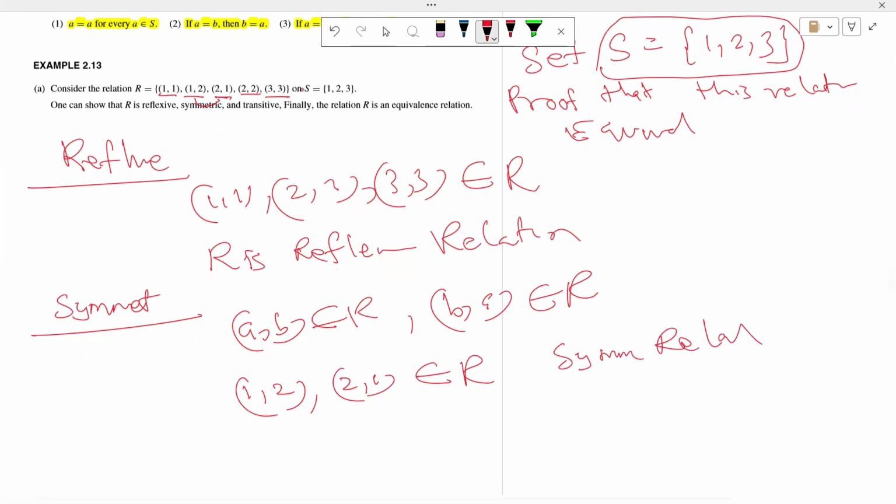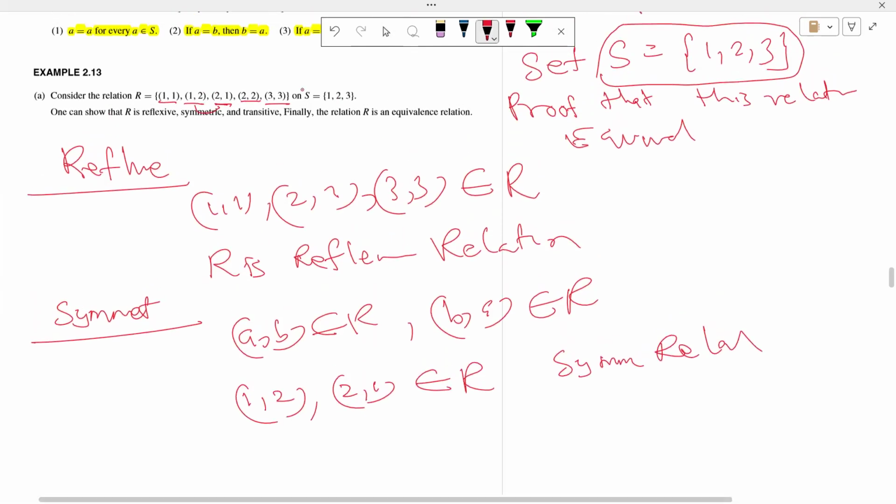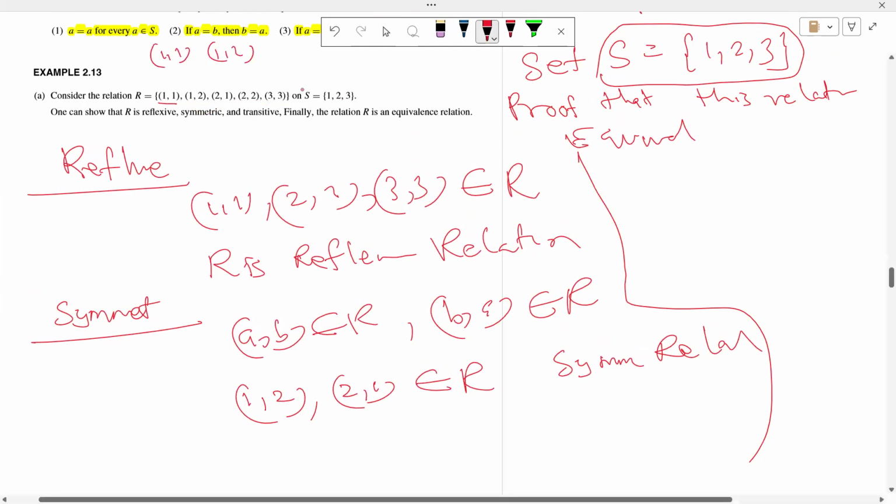The third one, we need to prove transitive or not. How can you prove transitive or not? If A comma B and B comma C are there, then A comma C is also there, right? Here, 1 comma 1 and 1 comma 2 are there. Then we need 1 comma 2: first element from the first pair, last element from the second pair. So 1 comma 2 is also there, so the first one is okay. Now the second one: 1 comma 2 and 2 comma 2, then the transitive element is 1 comma 2. 1 comma 1 is also there, right?